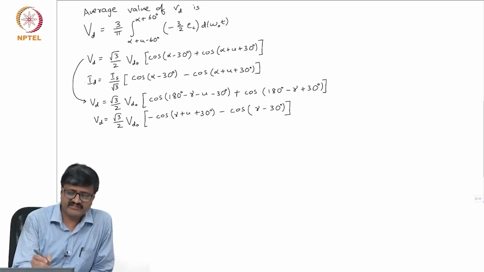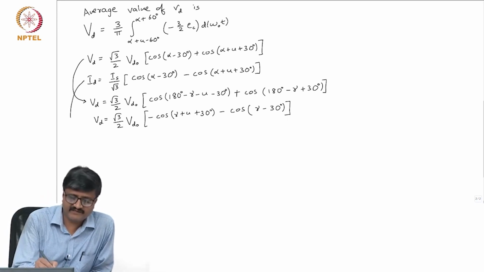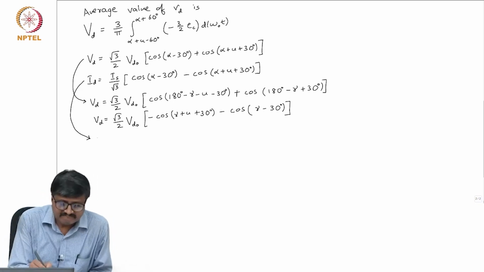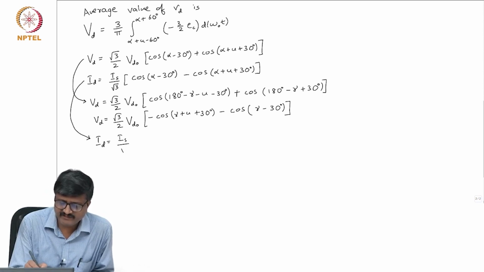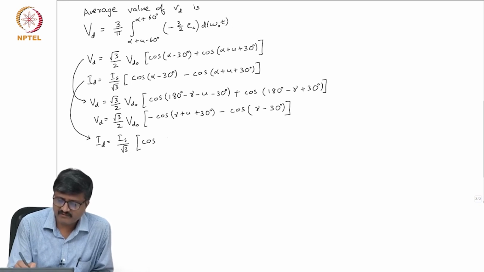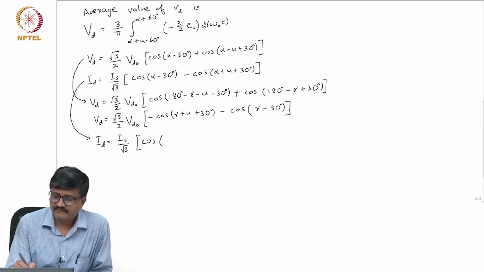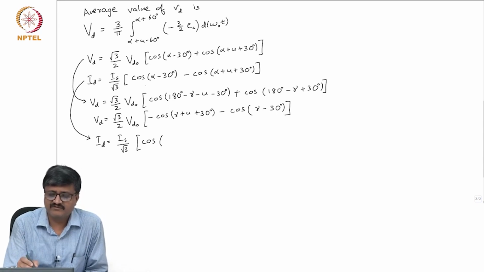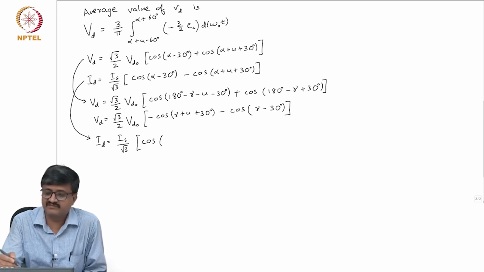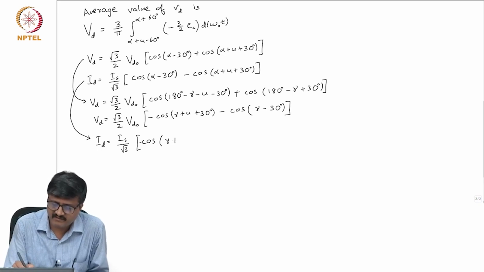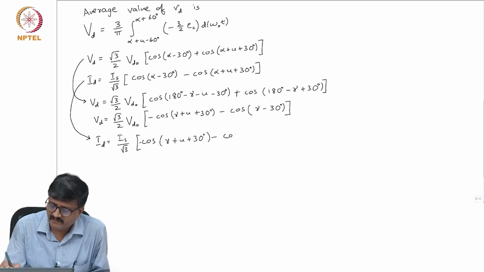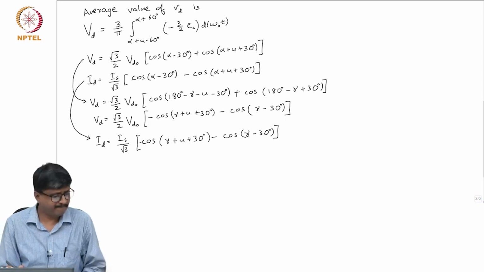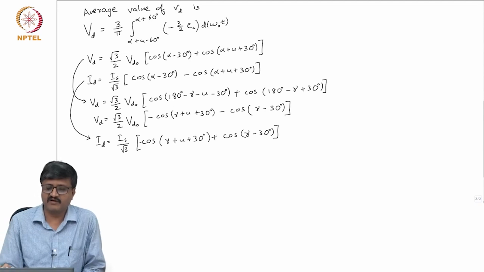Similarly, I try to write the expression for ID in terms of gamma instead of alpha. So, if I take ID, sorry, ID is IS by root 3 cos. So can I straight away write the expression? I mean, if you look at the expression for VD, you see that there is cos alpha minus 30 in both expressions, cos alpha plus u plus 30. So, I can write this as minus cos gamma plus u plus 30 degrees minus cos gamma minus 30 degrees. Yeah, only difference is this is plus because there is a minus cos alpha plus u plus 30.